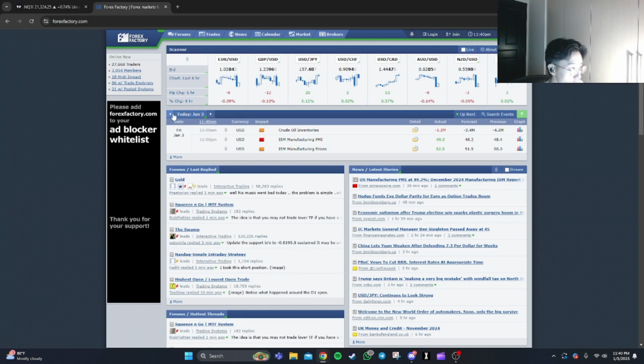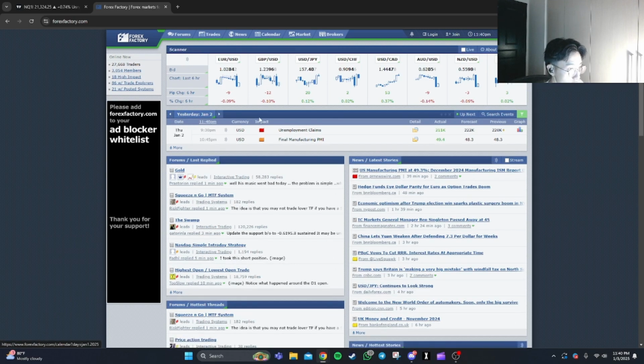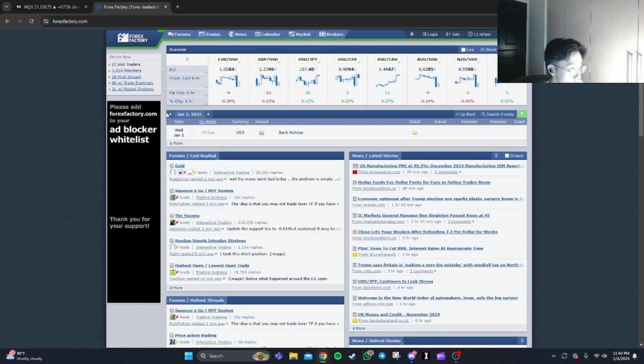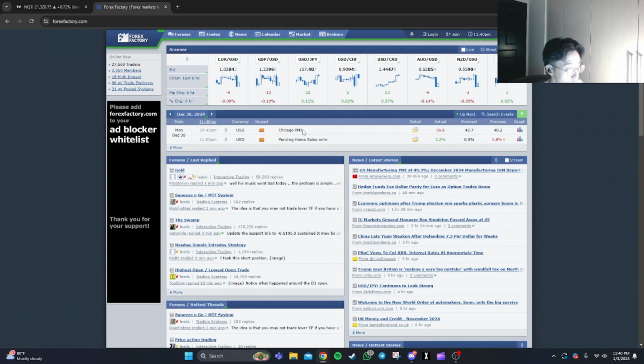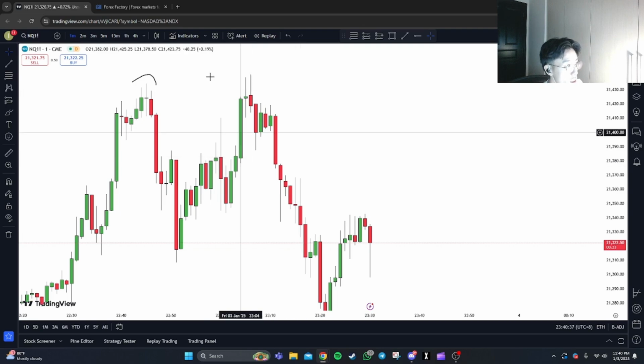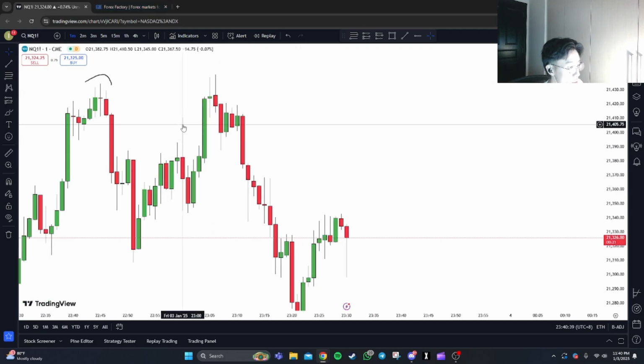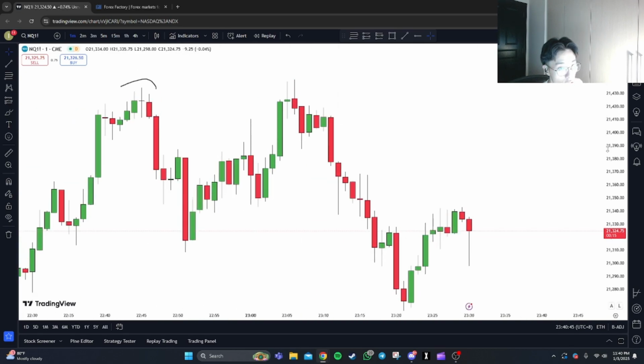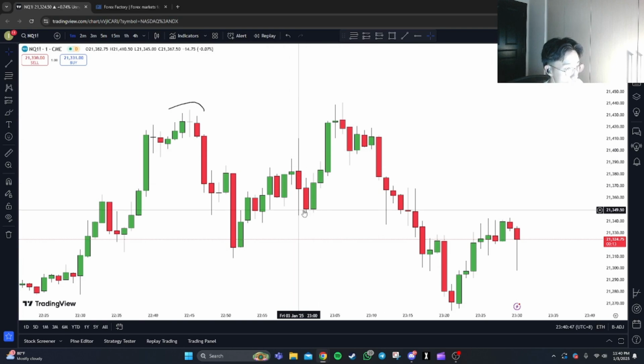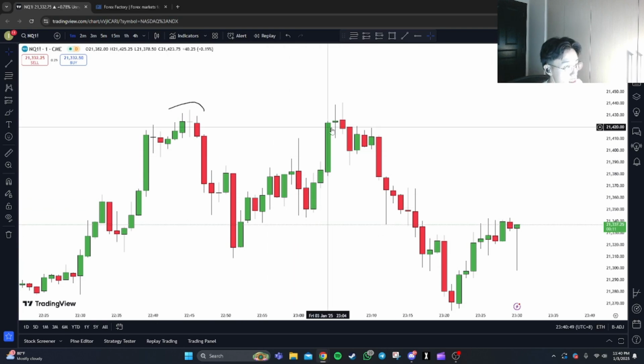Okay, if you look, any red folder news can cause large wicks. Today we had news at 11, so this wick is a data wick, a data high, and you can use it as a draw on liquidity. You can treat it like price will want to come and hit this point.